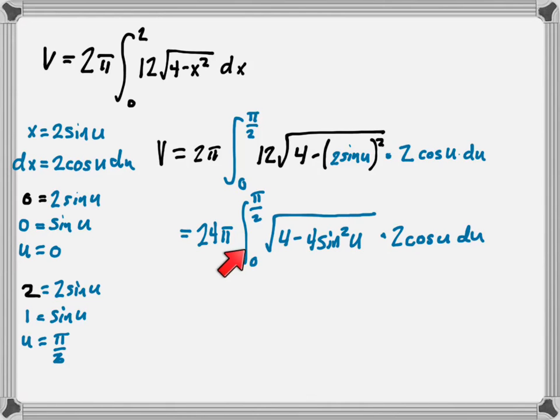First of all, you'll notice that I took the 12 and brought it out with the 2, so you get 24 pi. That's all constant stuff, so we can get rid of it. And second, when I square 2 sine of u, I get 4 sine squared of u.